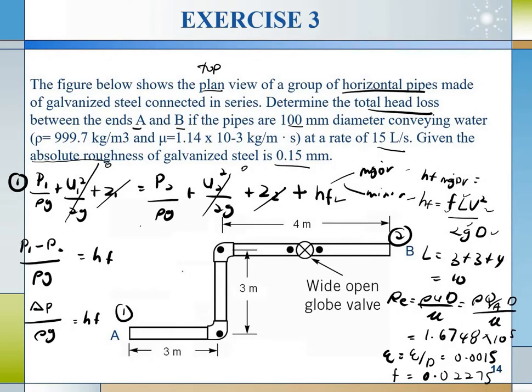So after you get the friction factor, this value you need to input inside this equation. Then you will have HF is equal to 0.423 meter. So we finish on the major. So this is major losses. Now we go to the minor losses.